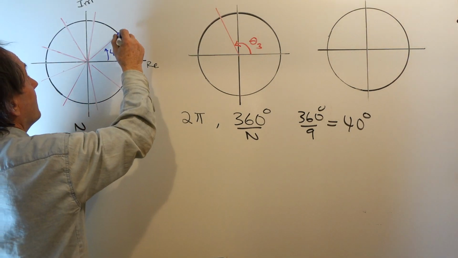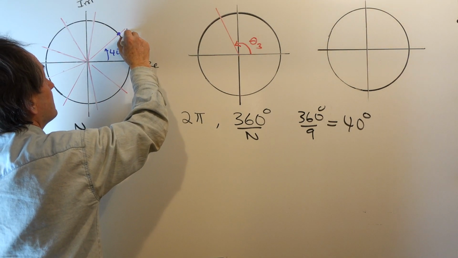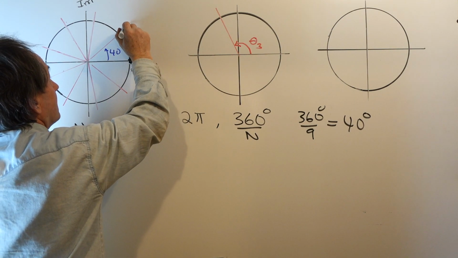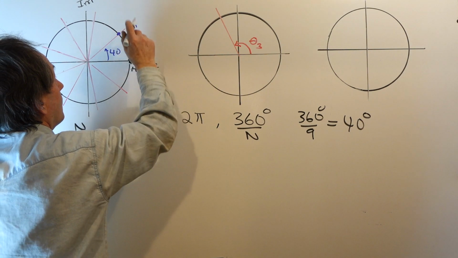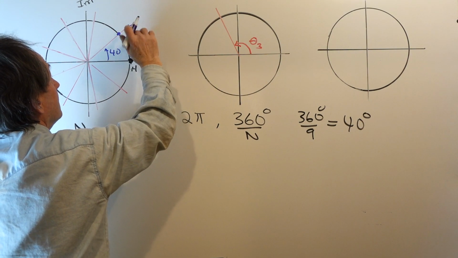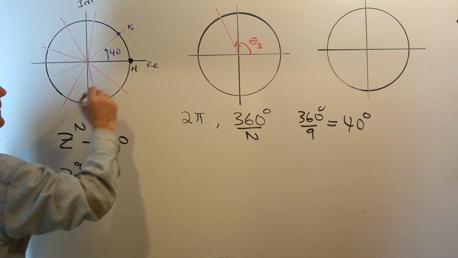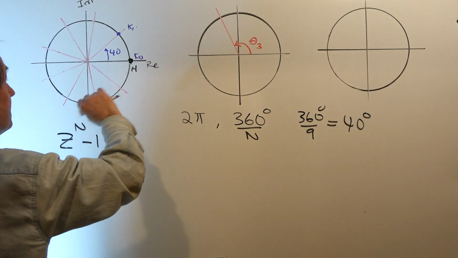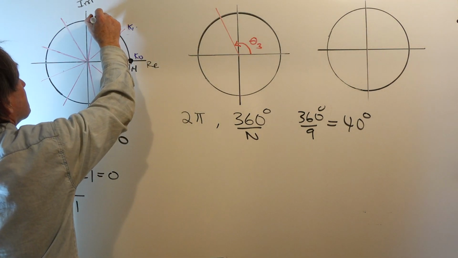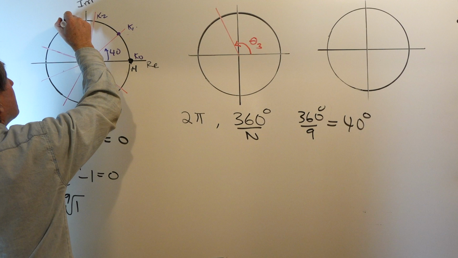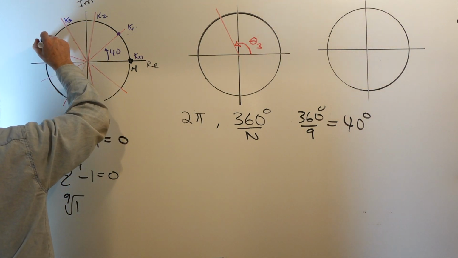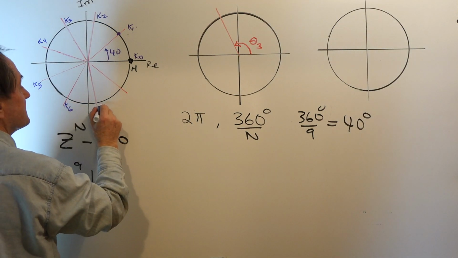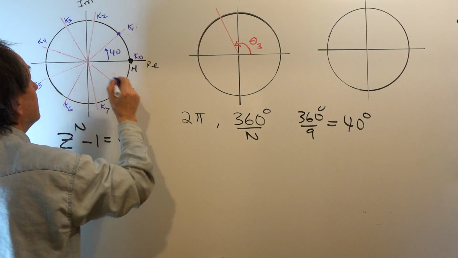That's root number, we'll call this root K. This is K equal to 1, or our kth one root. I'll just call it K1. This is K0. I'll start the numbering with 0. You'll see in a moment why I'm doing that. This is the K2 root, K3, K4, K5, K6, K7, K8.